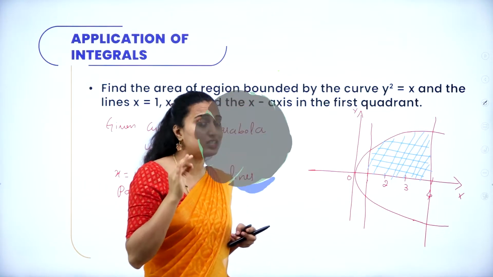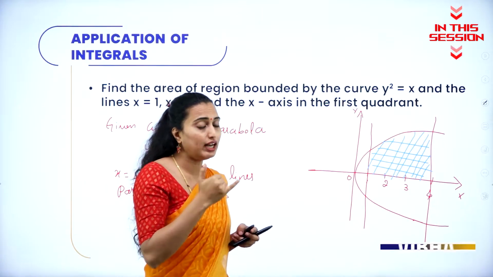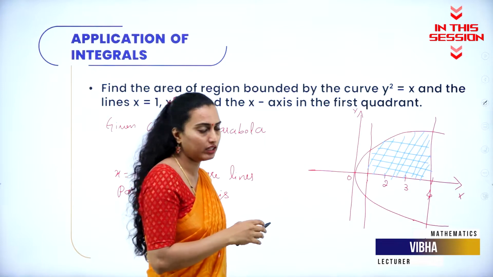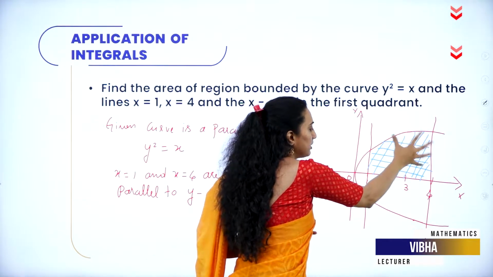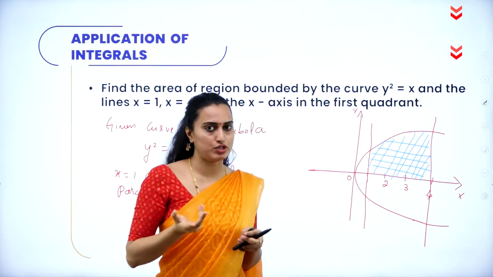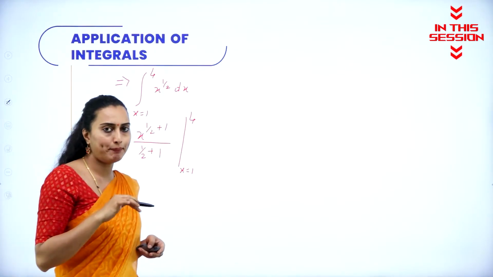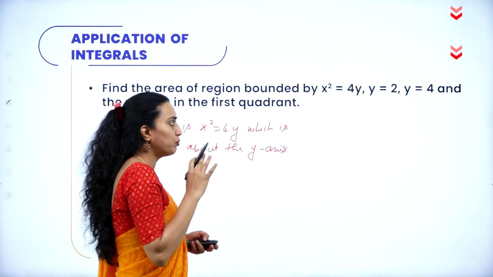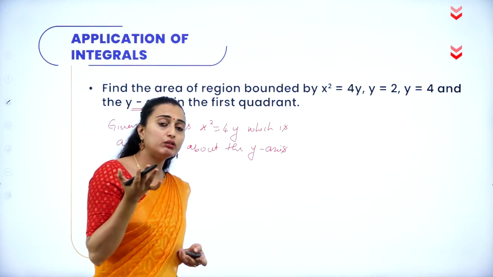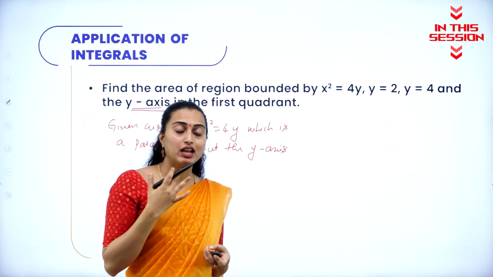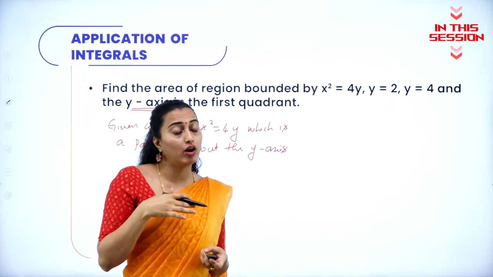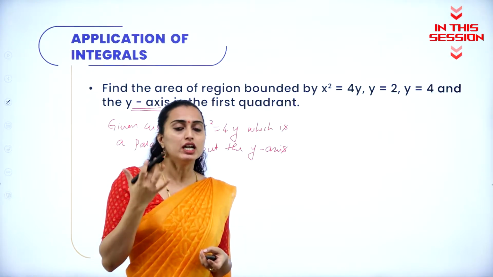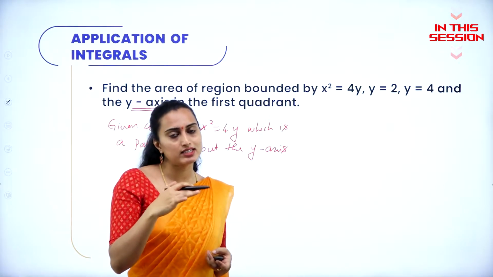If they do not ask in the first quadrant, you have to calculate both areas. That means this area is similar to this area. That is called symmetry. Now first you have to apply the upper limit and then you have to apply the lower limit. So what they have given next: y is equal to 2. X is equal to 2 and 4 means it is a line parallel to the y-axis. Opposite, y is equal to 2 means it is a line parallel to the x-axis. That's it.